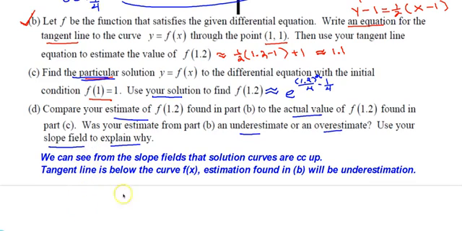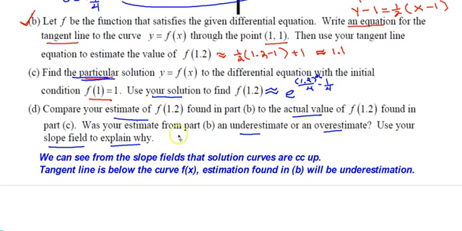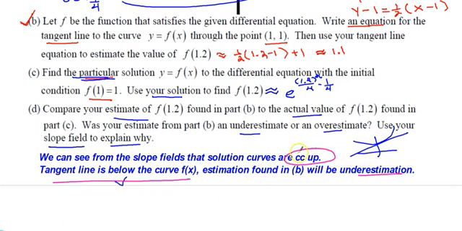So I just type this answer to explain here. We can see from the slope field that solution curves are concave up. Tangent line is below the curve f of x. Therefore, estimation is underestimation. Always try to sketch the graph and tangent line so that you can see that the tangent line is below. This is very important. The keywords here you have to use are concave up, tangent line is below, and underestimation. Those are the three words we are looking at when we are grading this question.